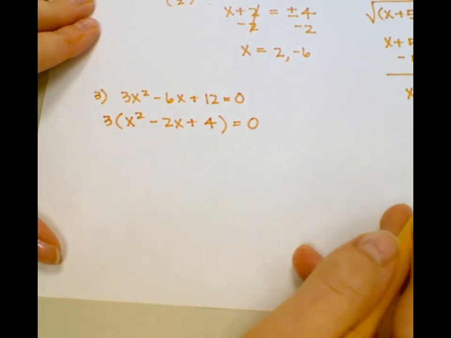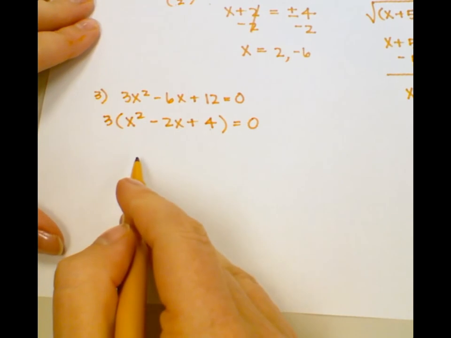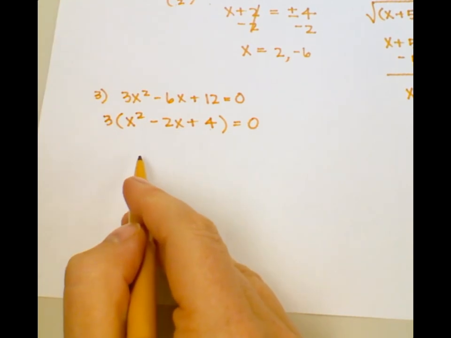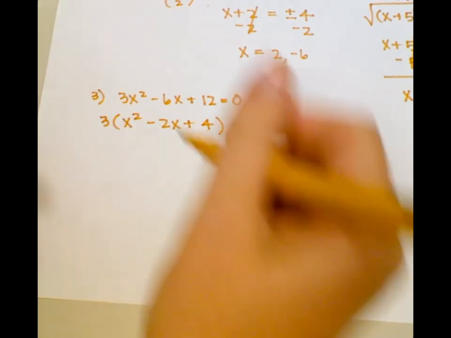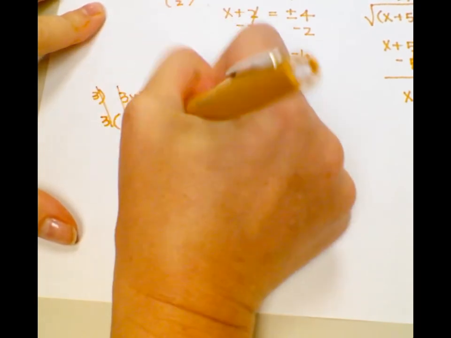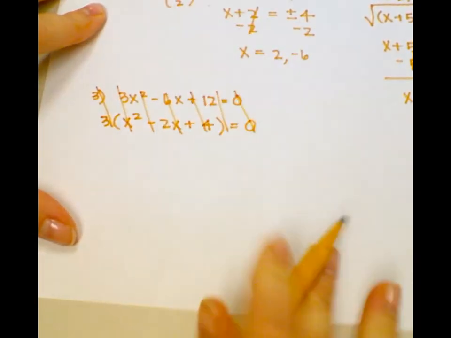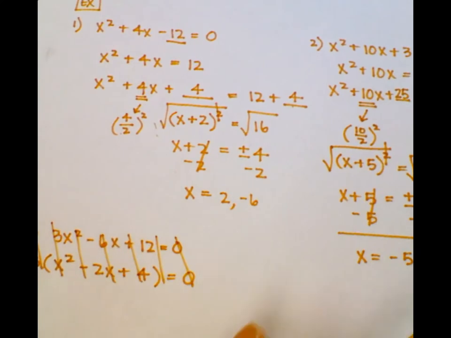Okay? Now, I am not going to complete this, or should I? I don't really know because... no. Let's act like I didn't do this one. Okay? I'm going to teach you that tomorrow. All right, so completing the square.